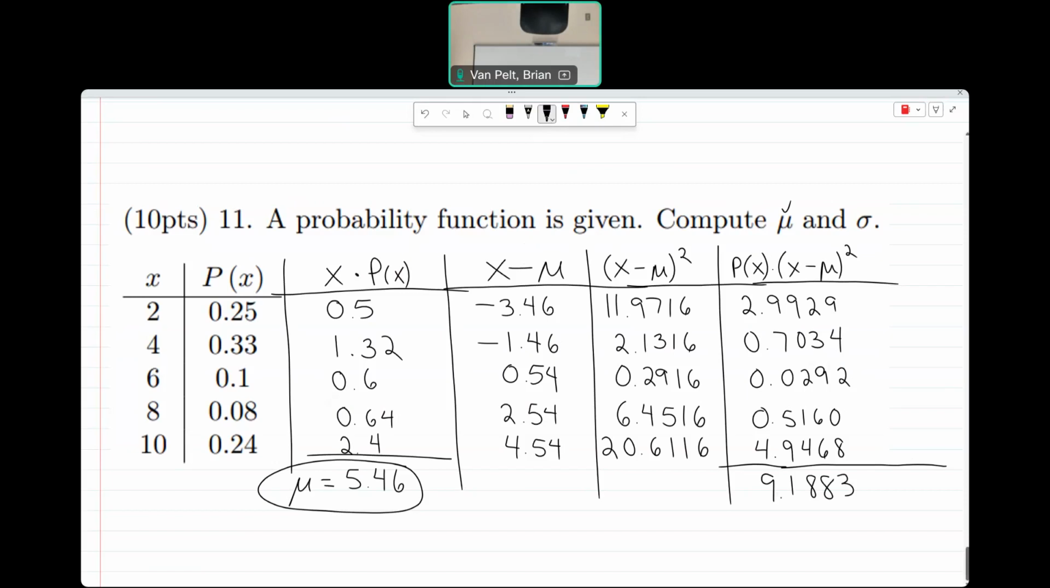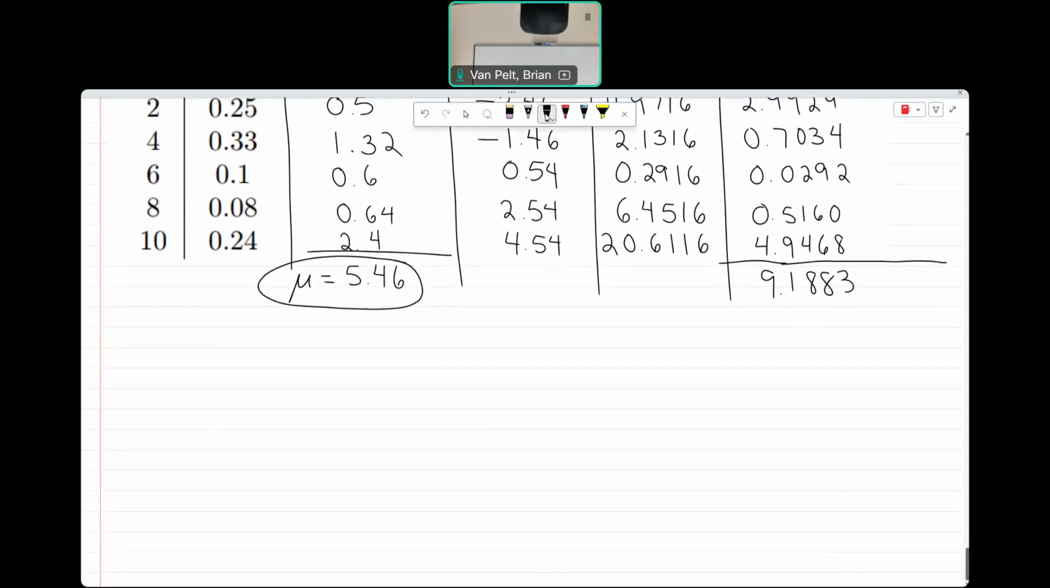Almost done. Does anybody know what the last step is? Yeah, take the square root of it, you got it. So sigma equals the square root of that number. And I get 3.0312. It's computational, but there's no shortcutting for this particular problem either.